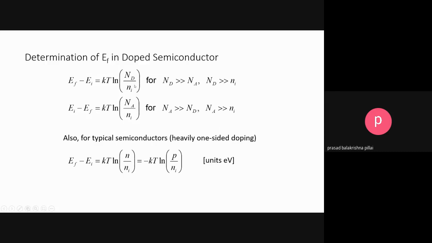So you can take up typical values of Nd and Na and change them. For example, you can consider first 10 raised to 15, then 10 raised to 18, 20, because these are the typical values of dopant densities we use. Then you will see that the Fermi level will be shifting towards the conduction band or the valence band, depending upon n-type or p-type. So that is a very interesting result one can see.